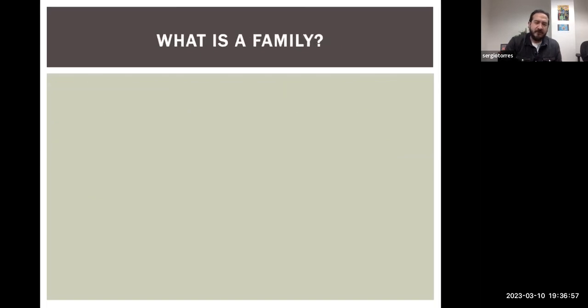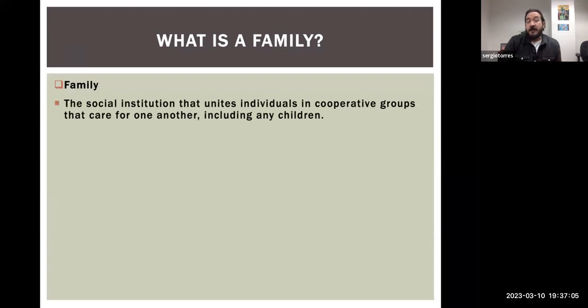So before we delve into the social problems and social issues surrounding families, what we need to do is discuss what families are, right? To define the terms. So what is a family? Based on the text, a family is a social institution that unites individuals in cooperative groups that care for one another, including any children, right? So this is a very general, very broad definition of what family is, and it's intended to be. My idea of family may differ from yours. Okay.